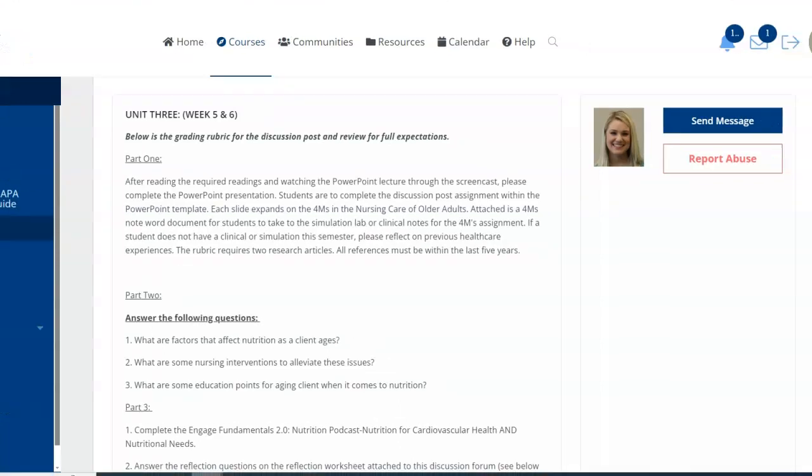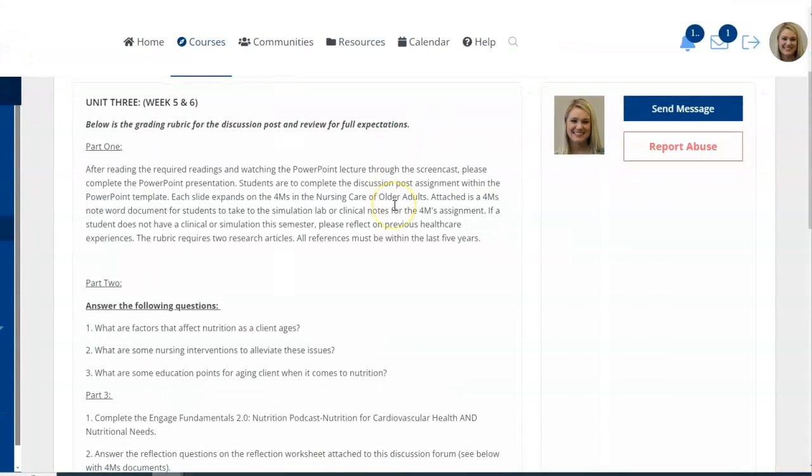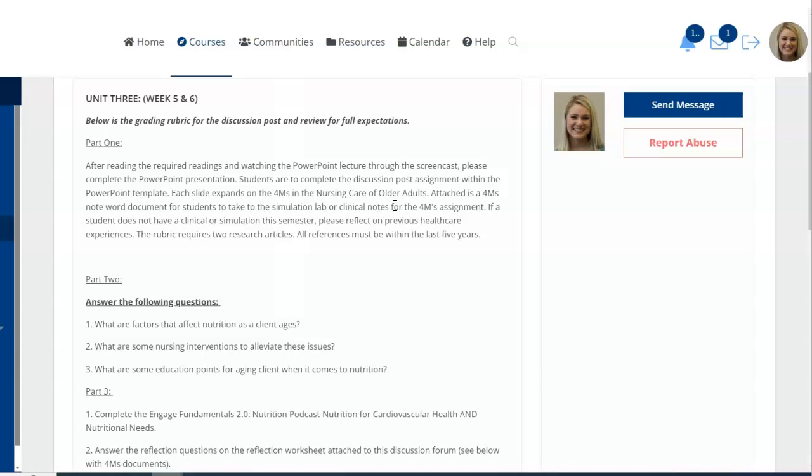Let me move this over just a little bit here. All right, so this post has 3 parts. The first part that you are going to do is the 4 M's PowerPoint lecture. Basically all you have to do is fill out this template regarding the 4 M's.